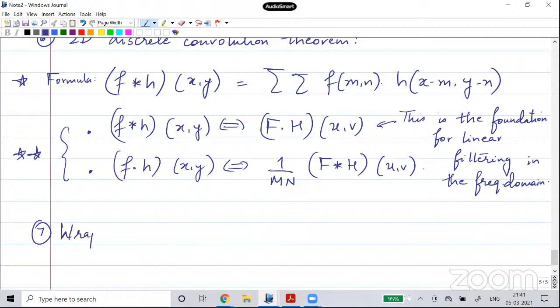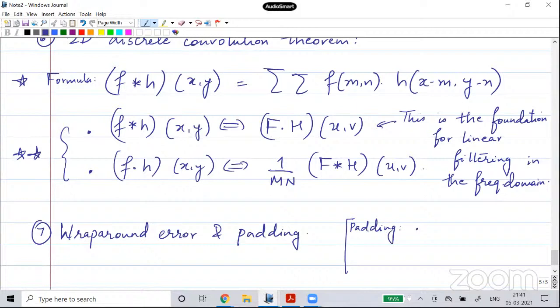Then when one is actually doing the calculation, one needs to consider this wraparound error, and padding. Coming to padding, last time Shailendra asked me if there is only one way to do padding. It turns out there is more than one way. Padding can be done in various ways. One is with zeros. The other is what is called mirror padding. And there is one more where you just extend the image, so that is replicate padding.